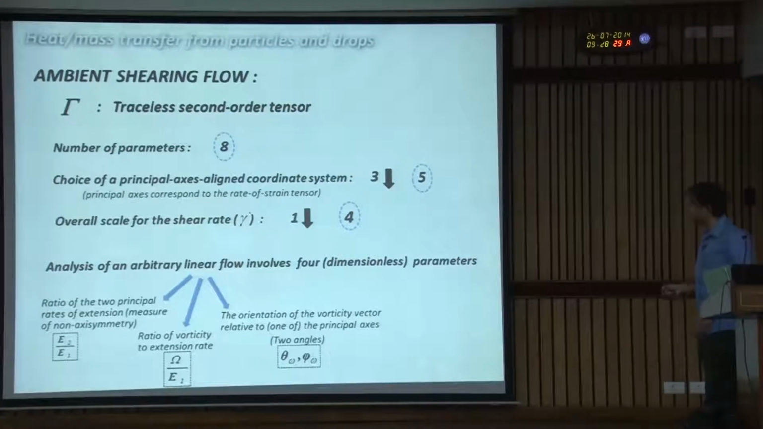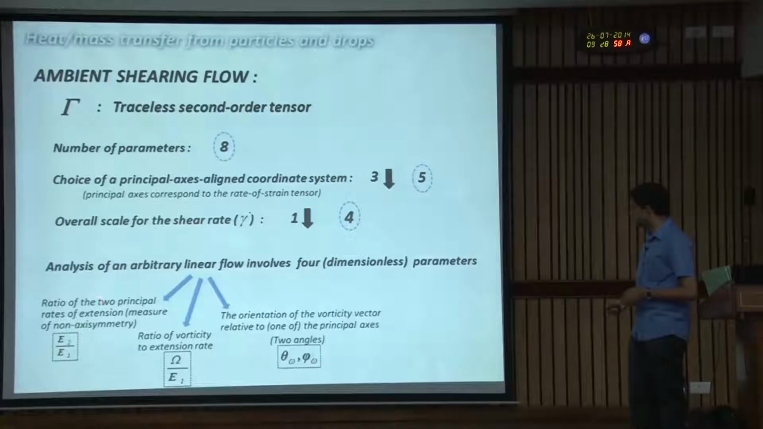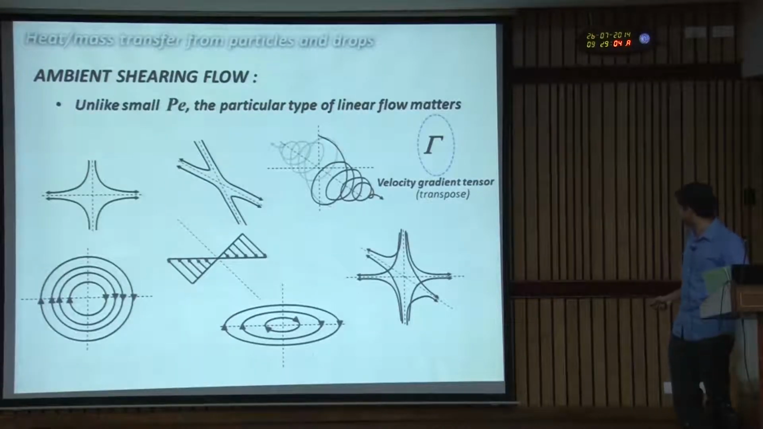So I have 5, but you should also remember that I've already taken out the overall scale for the shear rate. That's in the Peclet number. So this should be a dimensionless thing divided by its magnitude. So I remove that magnitude scaling, and I have 4 parameters. And so really the analysis of a linear flow involves 4 dimensionless parameters, okay, and I can assign physical meaning to these. So one would be, let's say I consider a purely extensional flow. Such a flow would look like this.